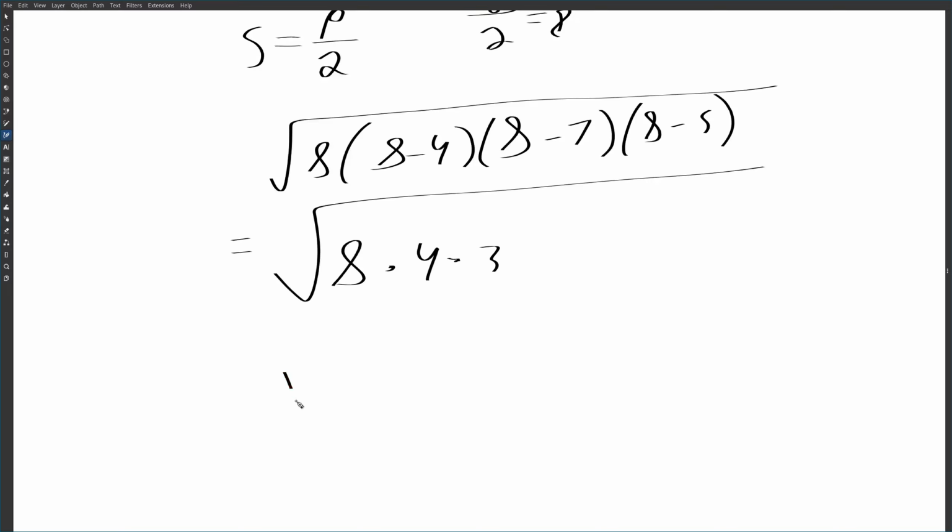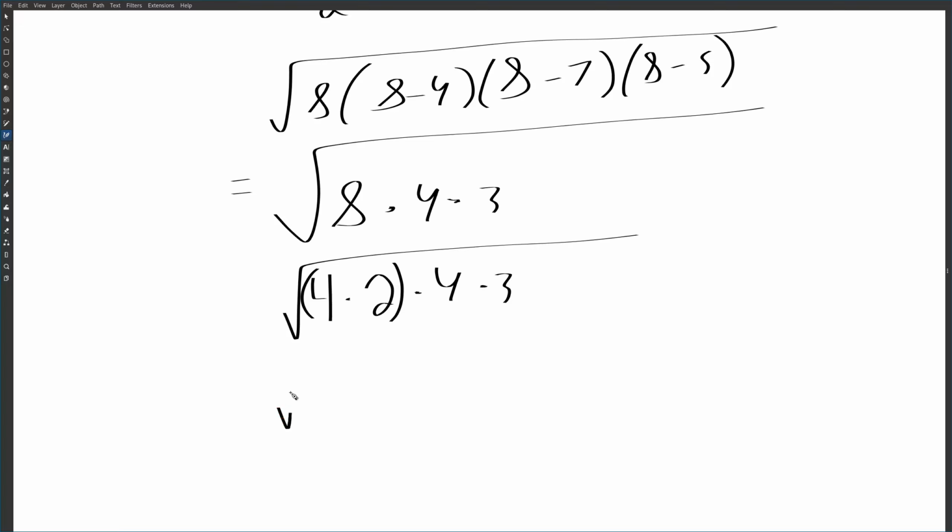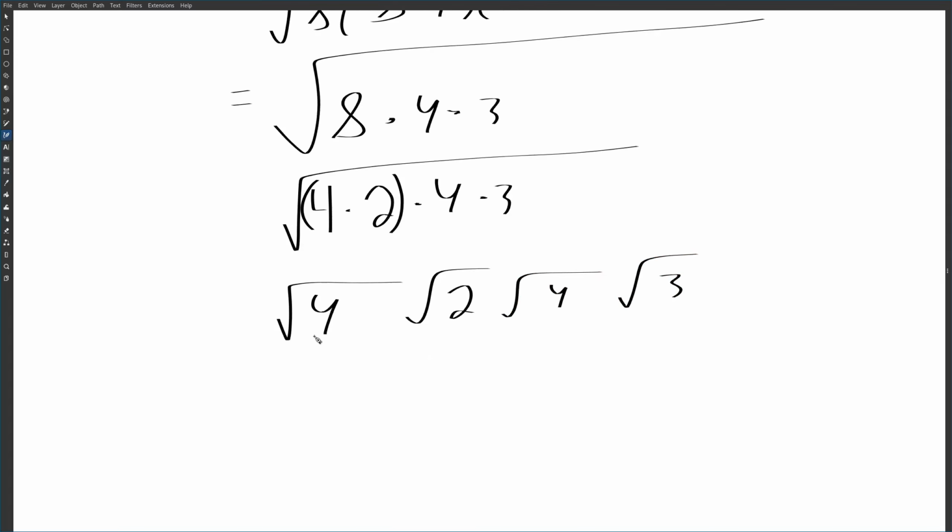I would break down this 8 like this: 4 times 2 times 4 times 3. And the reason I broke it down into 4s is because now we can get it out of this radical and write it as square root of 4 times square root of 2, square root of 4, square root of 3. These 4s, the square roots should be 2 times 2, so 4, 4 root 2, root 3, so 4 root 6 is our answer.